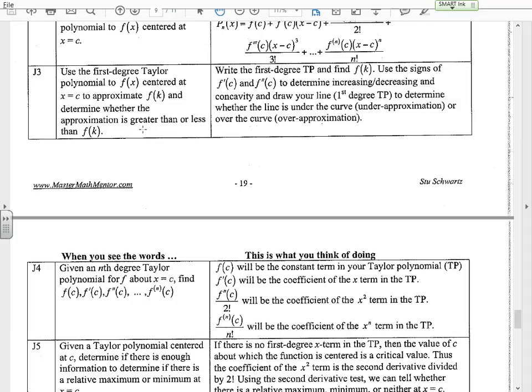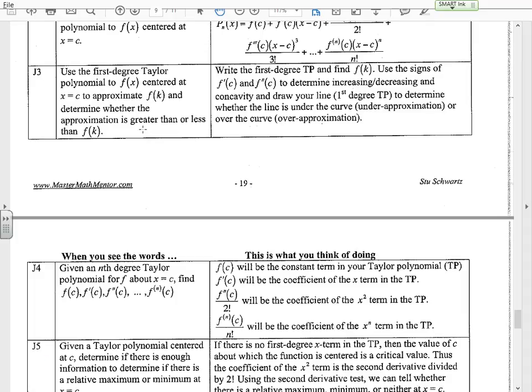Concave up, a tangent line would be below. No, I mean if the polynomial was concave up, then the tangent line would be below, so it's an under approximation. If concave down, the tangent line would be above, so over approximation.